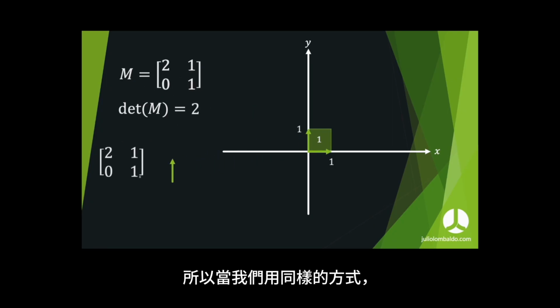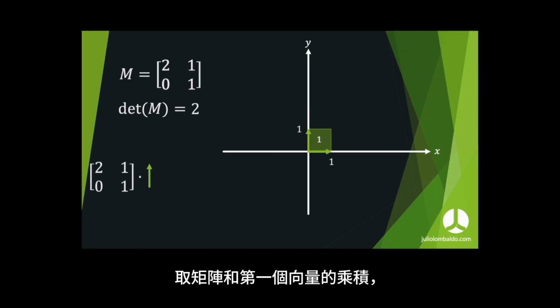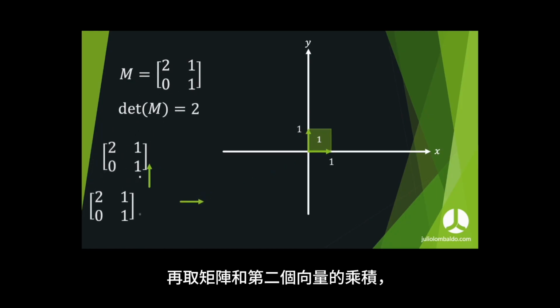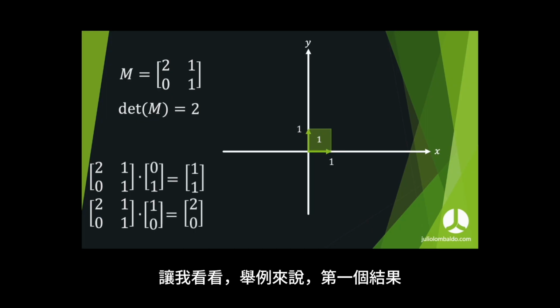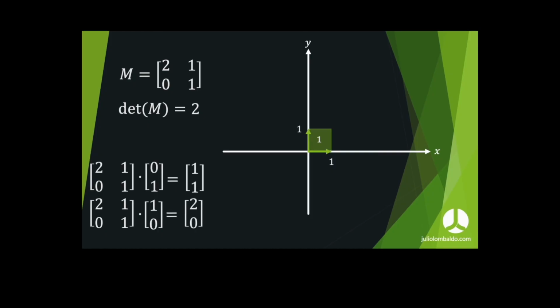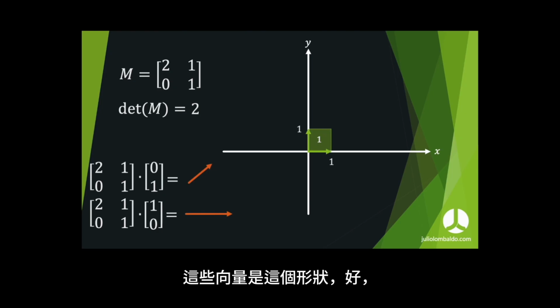So when we follow the same process, making the product between the matrix and the first vector, and again the product between the matrix and the second vector, we can see that the result is a little different. This first result is the vector 1 and 1, and the second one is the vector 2 and 0. And why this? What happens here? When we see these vectors geometrically, we can understand that they have this shape.